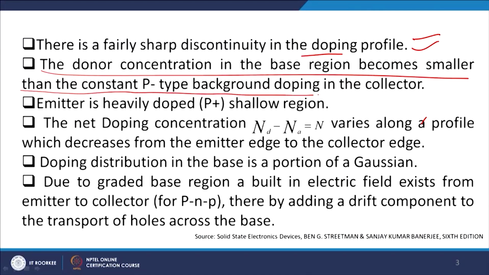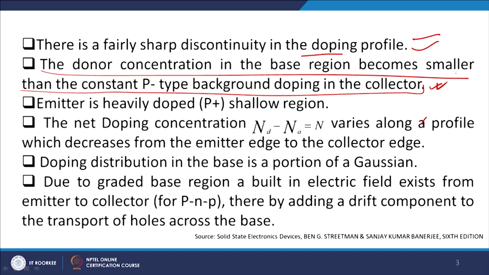So, as you can see, there is a fairly sharp discontinuity in the doping profile, and the reason is that there is a sudden change at the interface between Nd and Na, and therefore there is a sharp change. The donor concentration in the base region becomes smaller than the constant p type background doping in the collector, which we have already discussed in our previous slide.